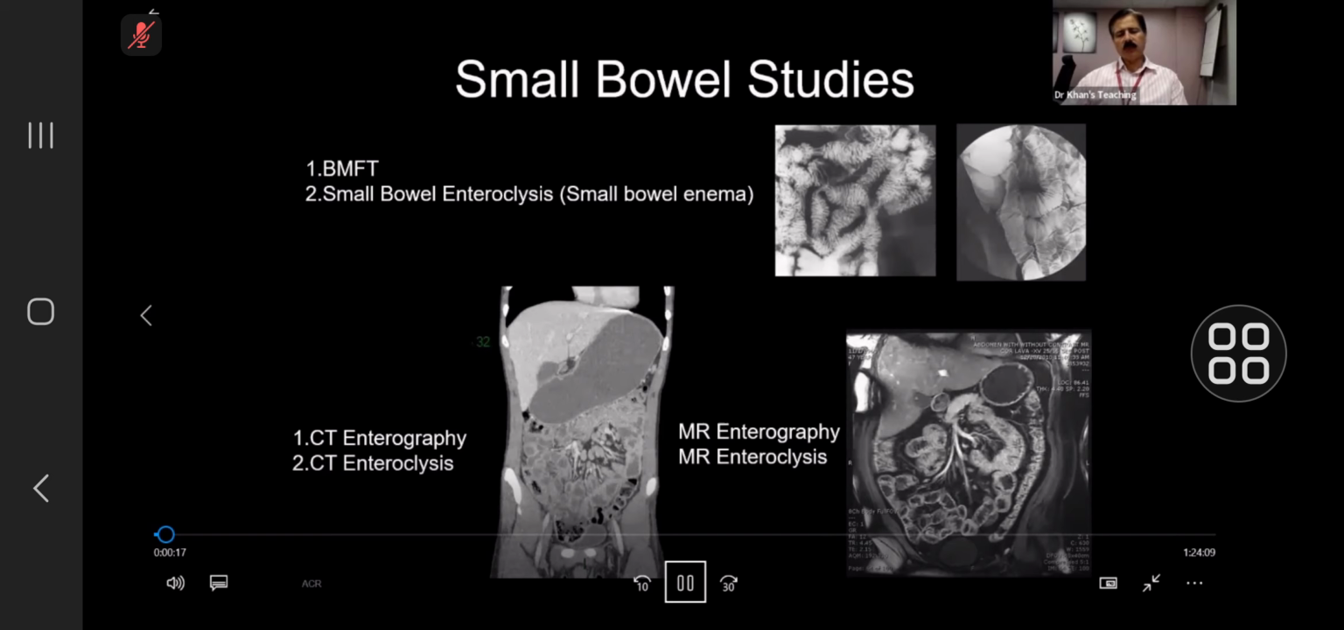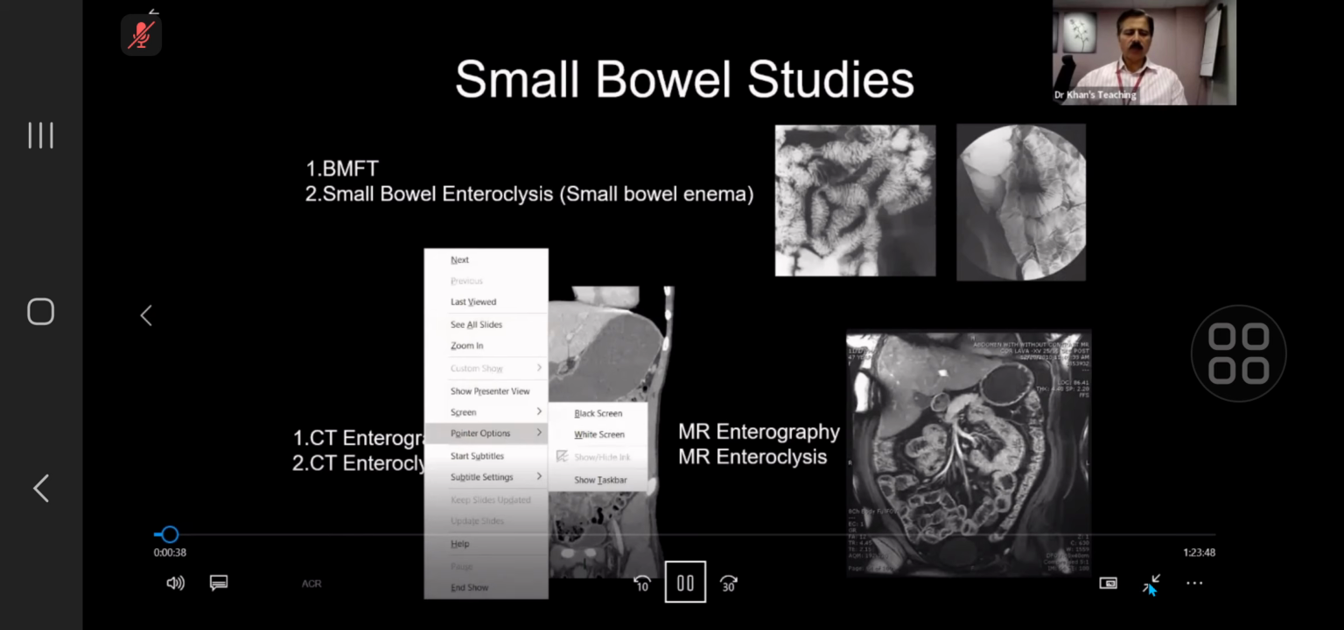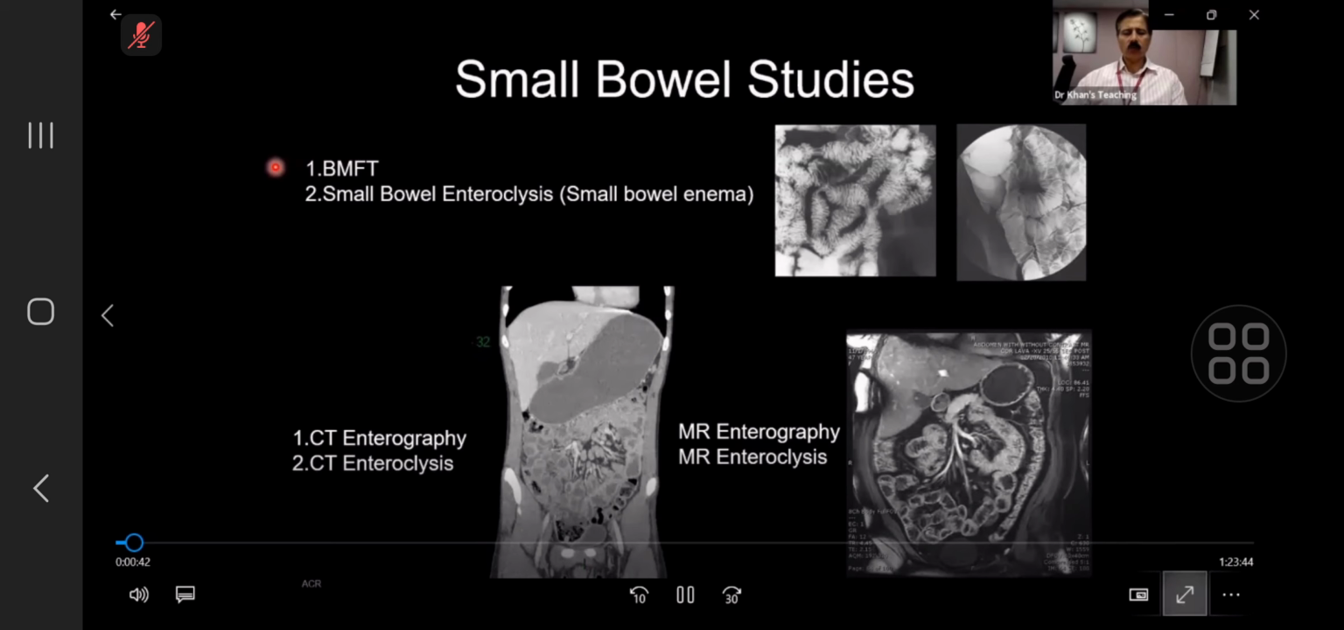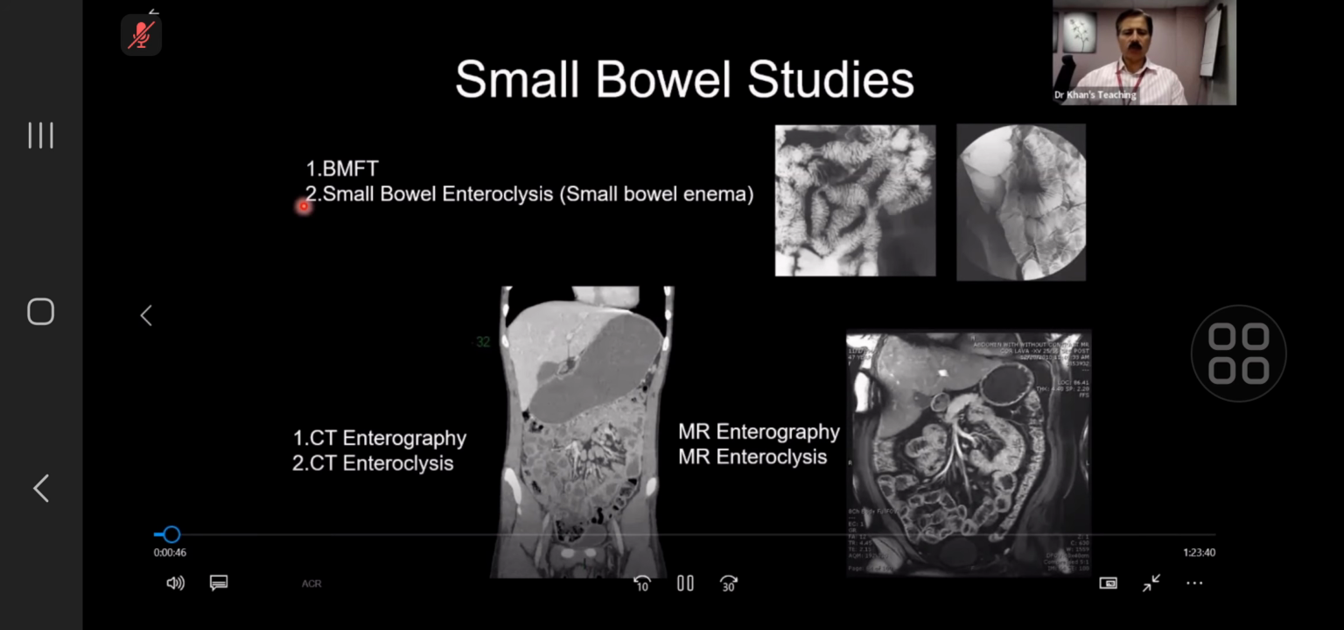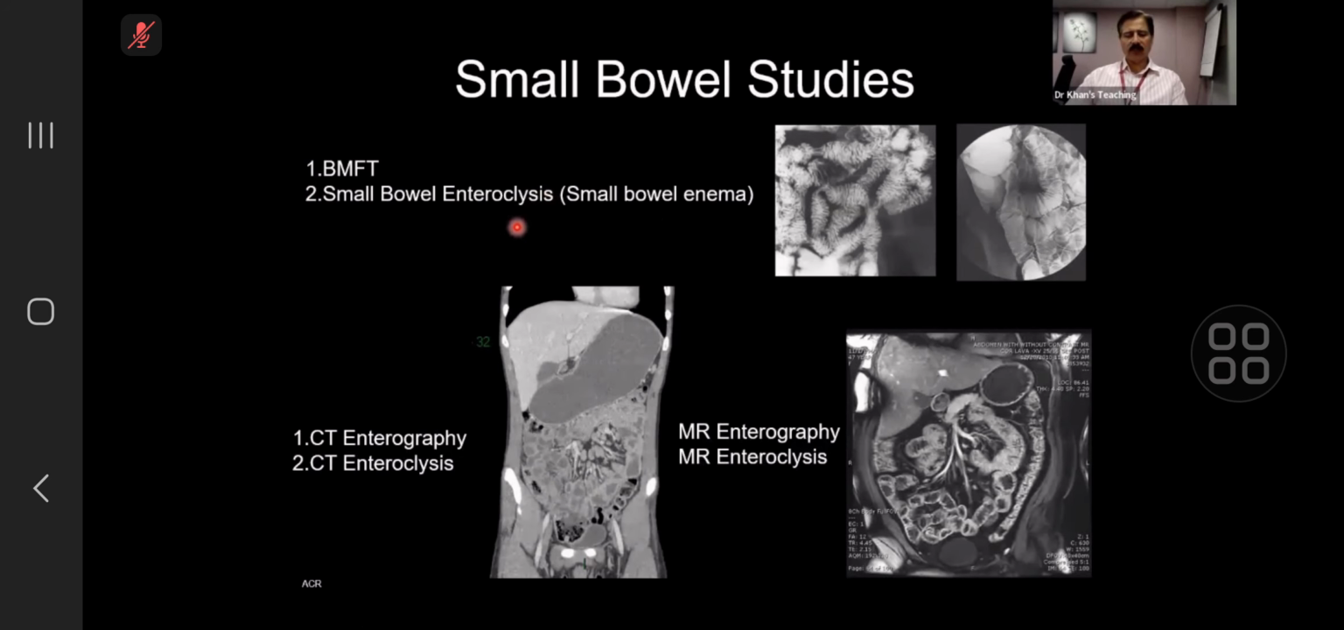Now, for small bowel, we have various kinds of examinations, and you people should know what these are. In the barium world, we can do a barium meal follow through, which is simple, where we just give oral barium and follow it through the small bowel. Then we can do a small bowel enterocolysis, also previously known as small bowel enema, where we put a tube into the proximal duodenum. Then we give double contrast, we use methyl cellulose, and it gives a lot of distension of the small bowel. It's a very good study. But the patients, of course, don't like it. Nobody likes an NG tube going in and then being manipulated into the proximal jejunum.